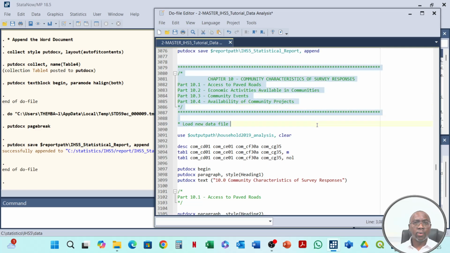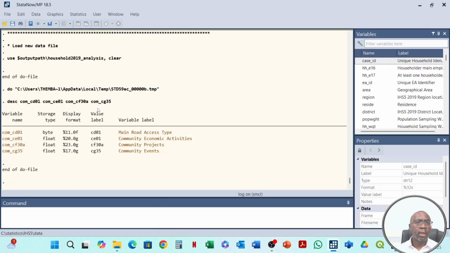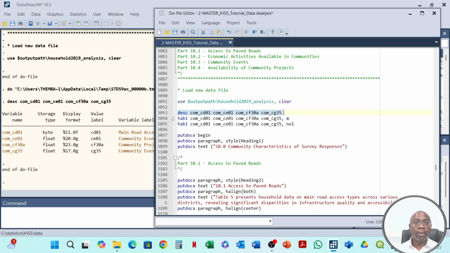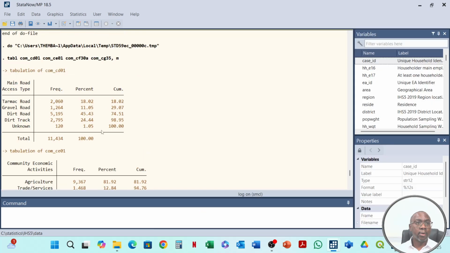Similar, we're going to load the data file, and then just to describe the variables that we had created: main road access type, community economic activity, projects, and then also community events. And then if we tab them, also without the labels, you see that these are the statistics, right? Those who have access to tarmac road, about 18% in the country. And then these are also the access types.